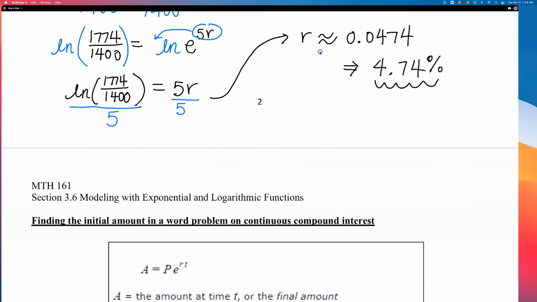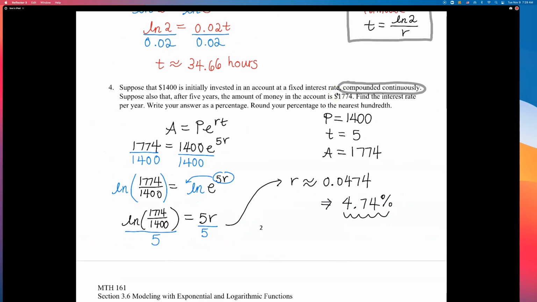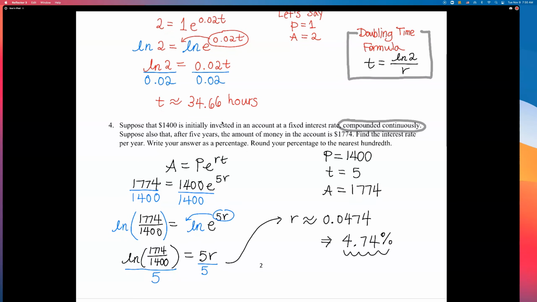Okay, so when we first saw these problems, I think around section 3.4-ish, we were just plugging in maybe P, r, and t, and we were finding the A value. But in this section, we're working backward. We're looking for either the t, the time variable, or the rate. So we're solving for exponents. That's why we're doing these after we learned how to solve exponential equations.